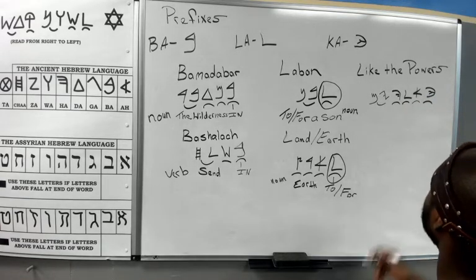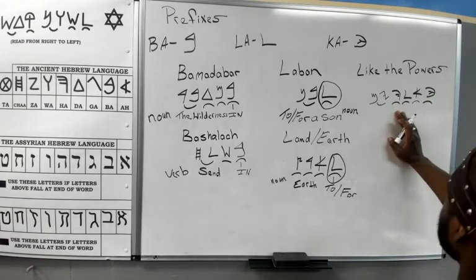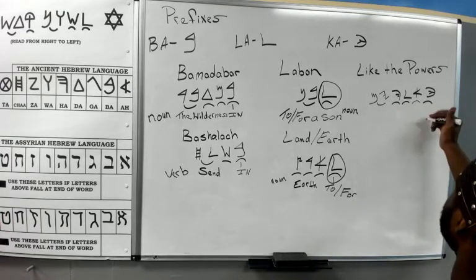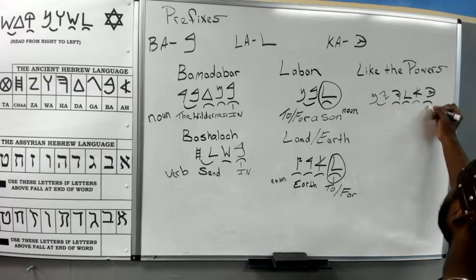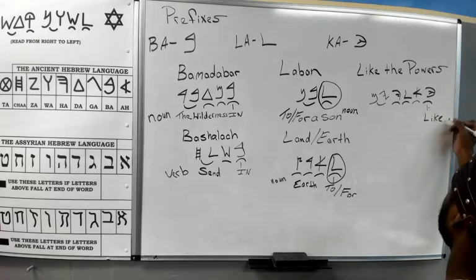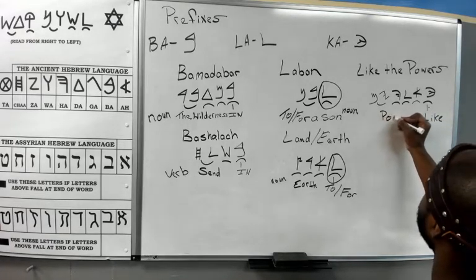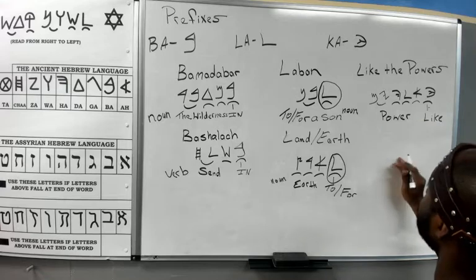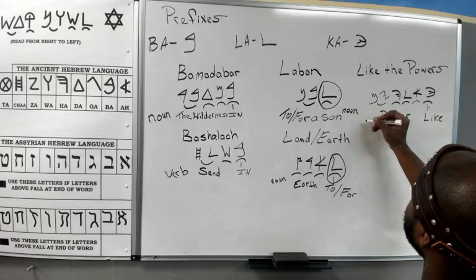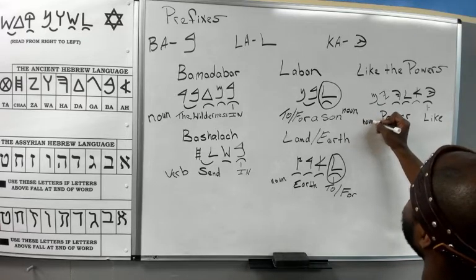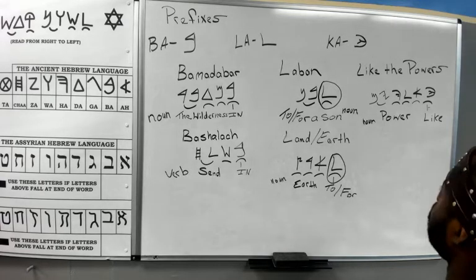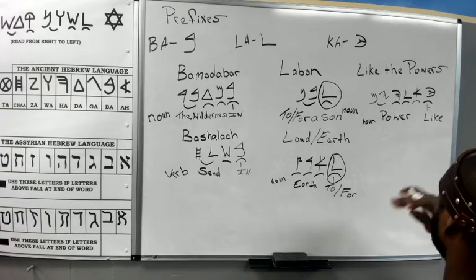All right, so we got Ka Alahayim, which is like the powers. So this in the Hebrew, as far as Ka being a preposition, would be like. Alahayim would be powers. Now, this would be either a verb or a noun. This will be a noun, because power is not an action word like sin or work or kill or destroy. So power, of course, will be a noun.